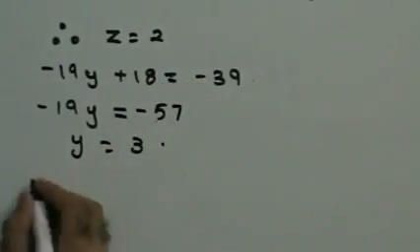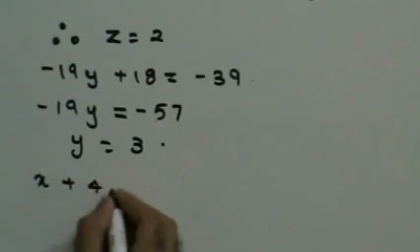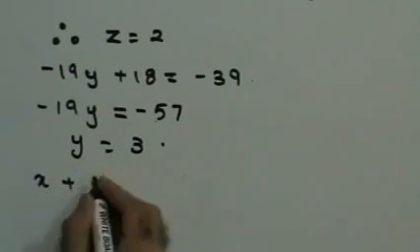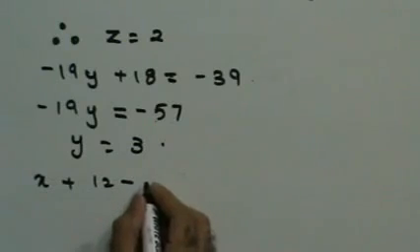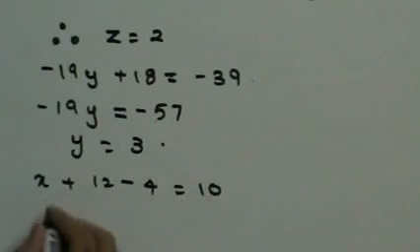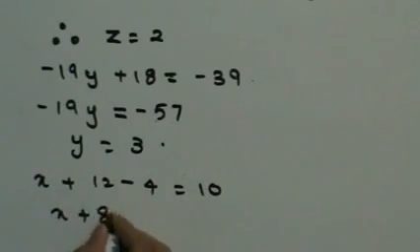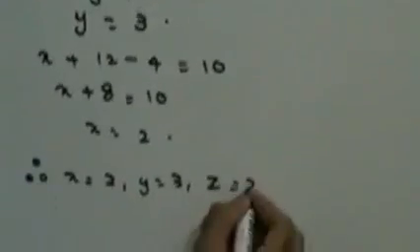Once you have this, then you will get x plus 4y, that is 12, minus 2z, 4, is 10. So x plus 8 is 10. So x is equal to 2. Thus you get the value of x as 2, y as 3 and z as 2. Right? So you will get the value of x, y and z as 2, 3 and 2. Right? Next, let's see another sum, guys.